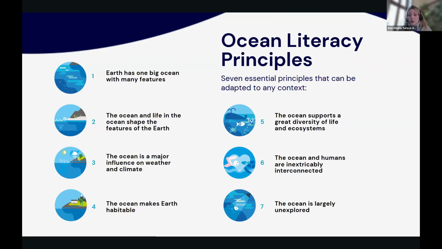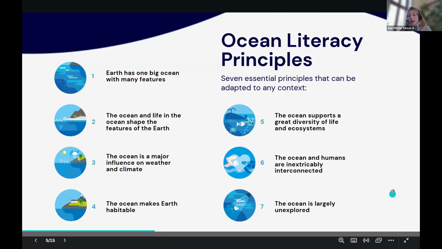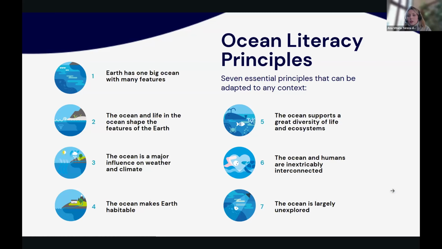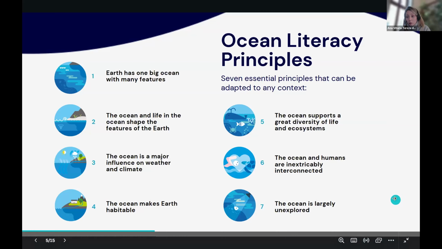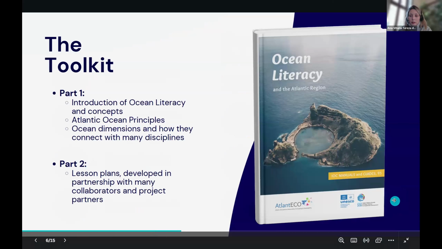So for example, principle 6 is more connected as well to some aspects of the indigenous cultures. Others are also connected. The one that speaks about the features of the earth is also connected to the geographical features of the Atlantic, which includes, for example, the mid-Atlantic ridge. So those are some of the features of the Atlantic that we were able to include in the principles, that also make them more accessible for teachers in the Atlantic region who want to bring the content to their students.